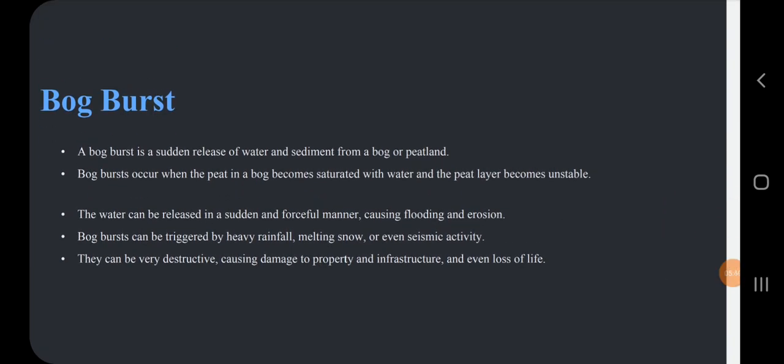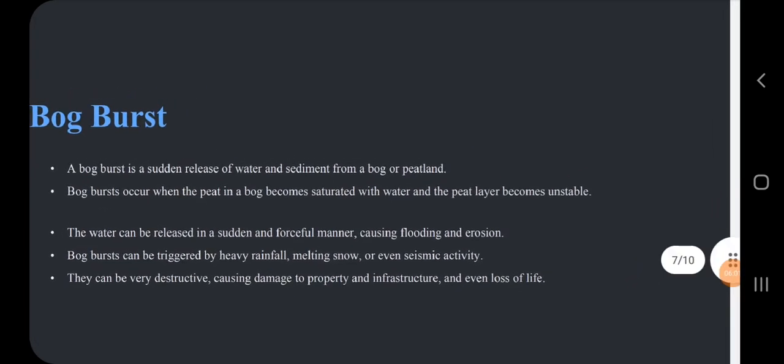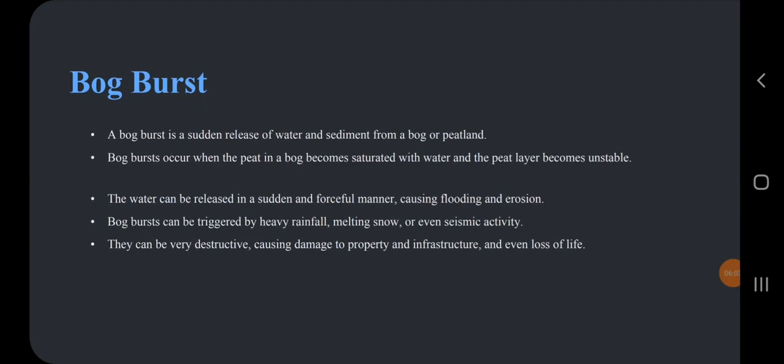Bog bursts. A bog burst is a sudden release of water and sediment from a bog or peatland. Bog bursts occur when the peat in a bog becomes saturated with water and the peat layer becomes unstable. This water can be released in a sudden, forceful manner, causing flooding and erosion.